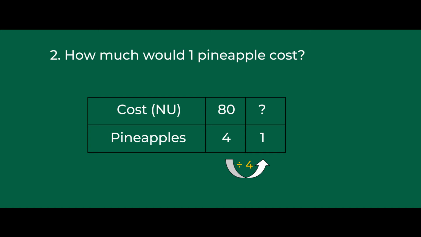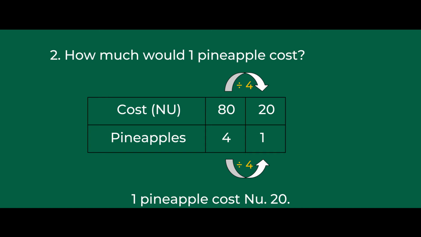And to find the cost of the pineapple again, you have to divide 80 by 4, and when you divide 80 by 4, you get 20. So the cost of one pineapple is Nultum 20. As we are finding the cost of one pineapple here, we say that is the unit rate, okay? So Nultum 20 per 1 is called the unit rate.